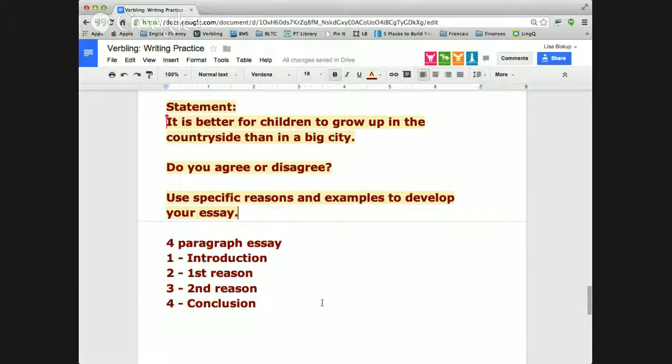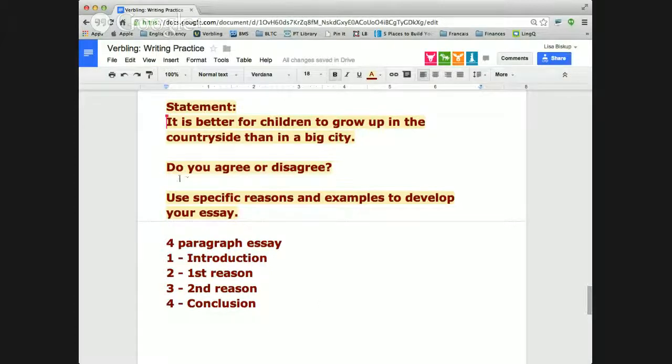You could say, you know, in the countryside, we've done this one before, so some people have said that in the countryside there aren't that many opportunities, so it's better to be in a big city because you have more opportunities for learning things, you have more opportunities for healthcare services, it's fun to go out and go to places, take classes, go to shows, entertainment, stuff like that.